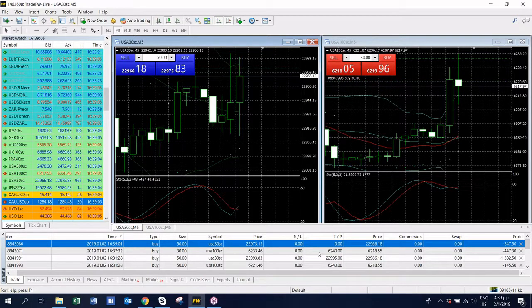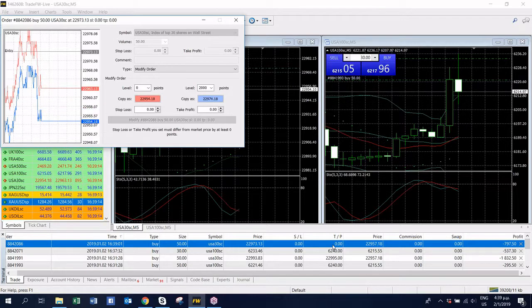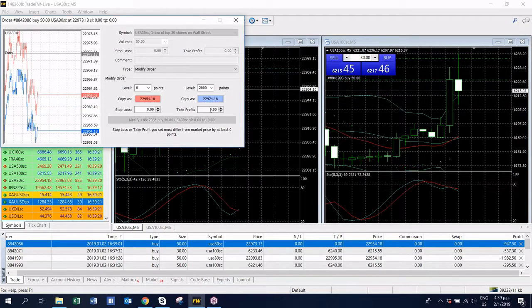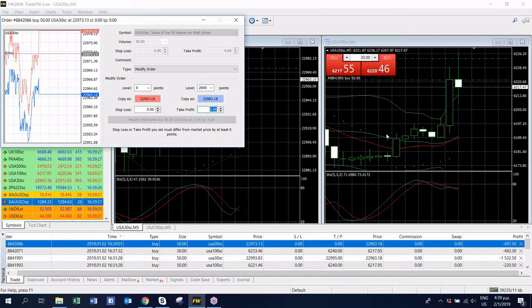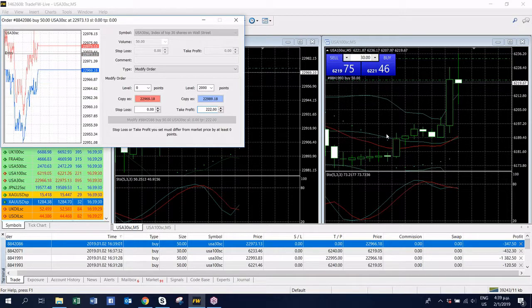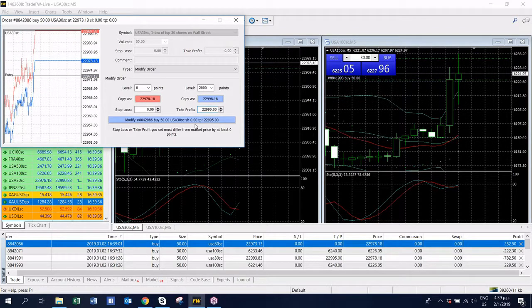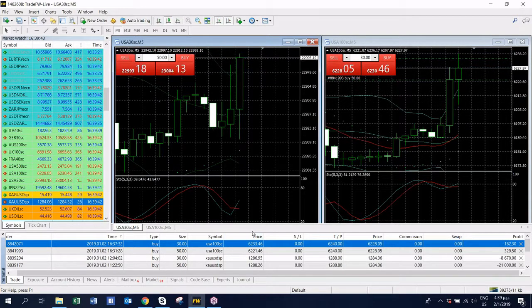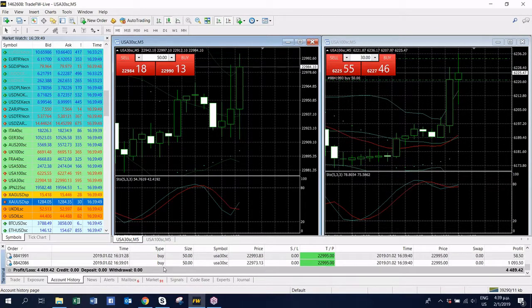So I have two USA 30 positions, two USA 100 positions, and I will put a take profit on USA 30 at the same level as my previous position at 22,995. There we go, and we hit take profit, guys. We hit take profit on Dow Jones, and we closed a small position.